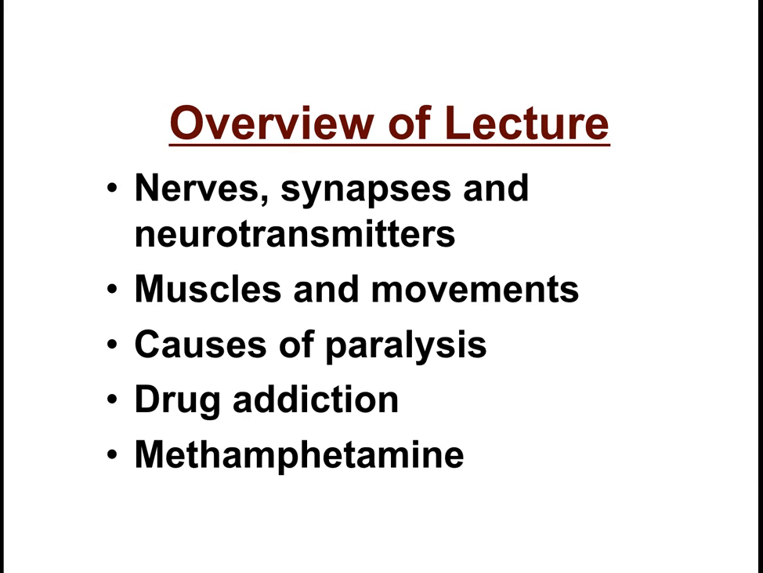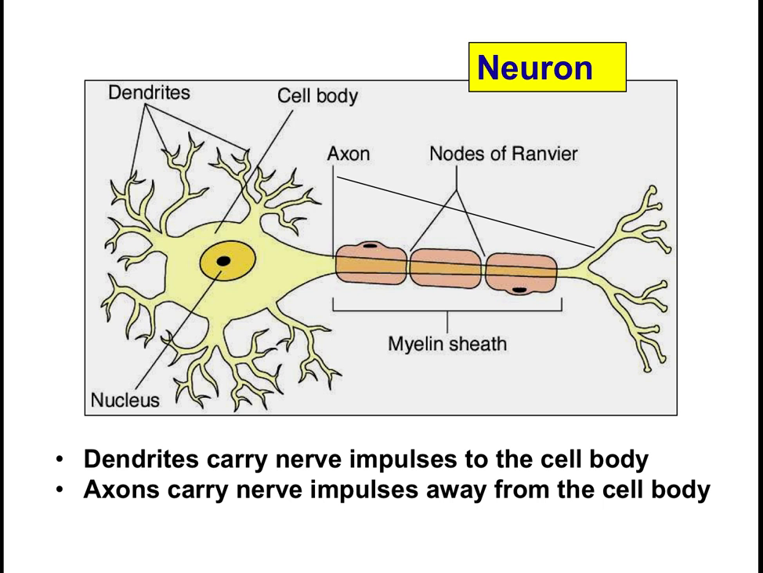Then we'll transition to drug addiction. We will talk about how the nervous system plays a role in addiction. But first, let's overview the nervous system itself. This is a nerve cell. I use the word nerve cell and neuron interchangeably, so don't be confused with that.